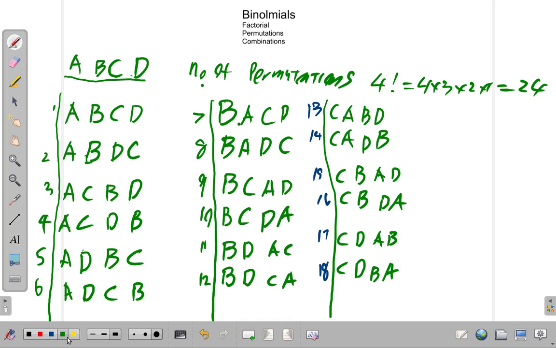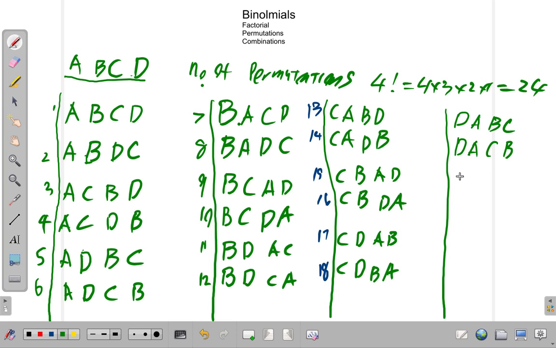All right, let's continue. We should reach 24 at some point. Suppose we have an arrangement where we started with A already, we started with B, we started with C. Let's start with D now. So we have DA. We should have 2 DAs. So we have DABC and DACB.